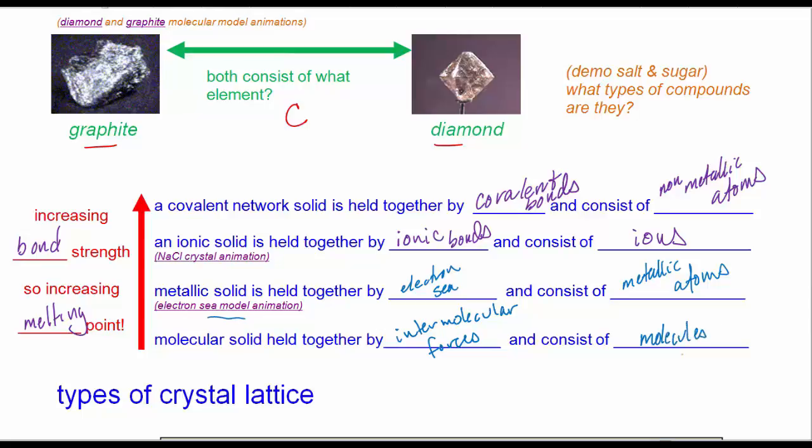So this is an important table because if you can identify the type of material, the type of matter, you can figure out what type of crystalline structure it's going to form, and therefore predict its bond strength and melting point of that crystal. So it's a big deal.